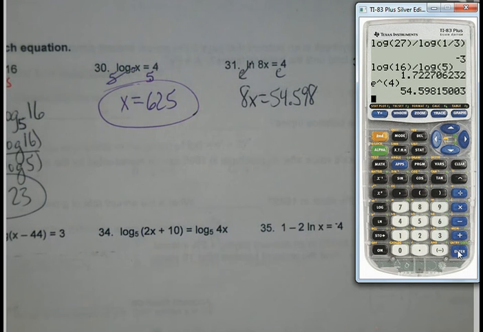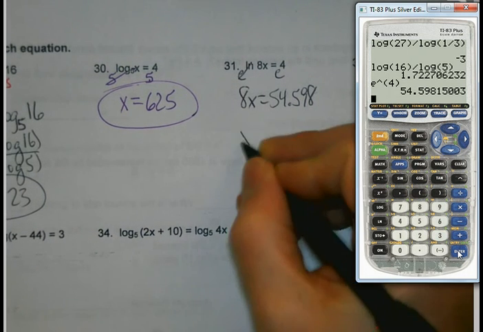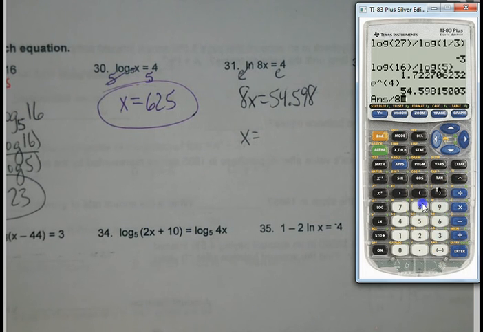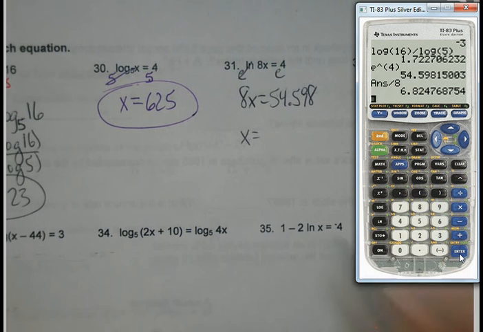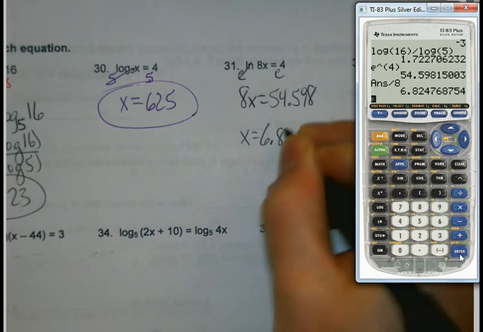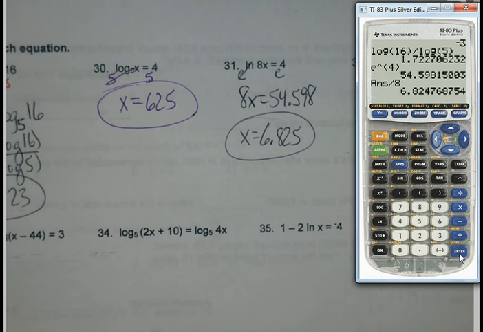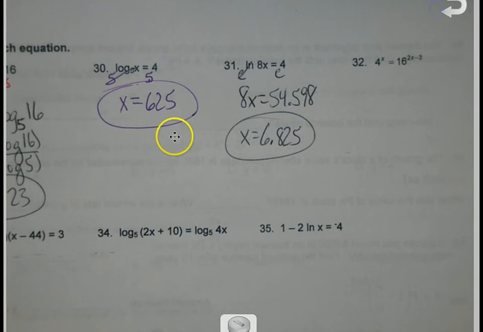And then now we're back to just plain old algebra. What am I going to do to get x by itself? Yeah, I'm going to divide by 8. And I'm set. But again, that's only when I happen to use a singular log in one place.